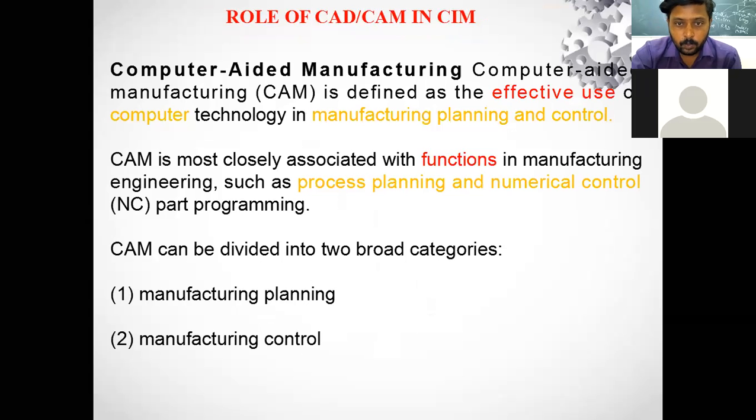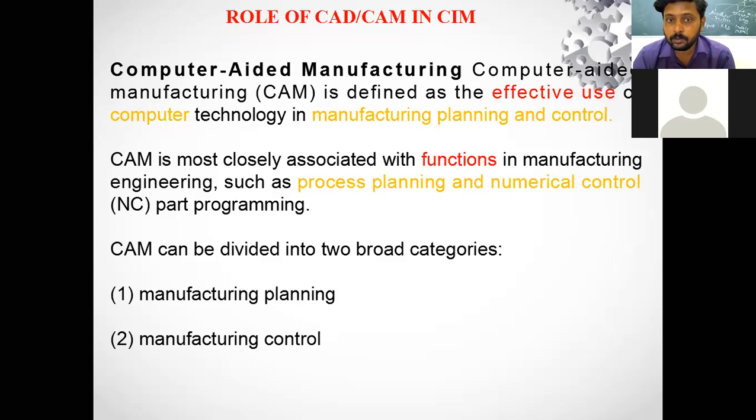So basically, what is computer aided design and computer aided manufacturing? That is to be understood first. Computer aided design is the process of designing a product by taking the aid of a computer. The latter part is computer aided manufacturing, which is defined as the effective use of computer technology in manufacturing planning and control. Manufacturing planning and control is the key term you should consider while dealing with computer aided manufacturing.